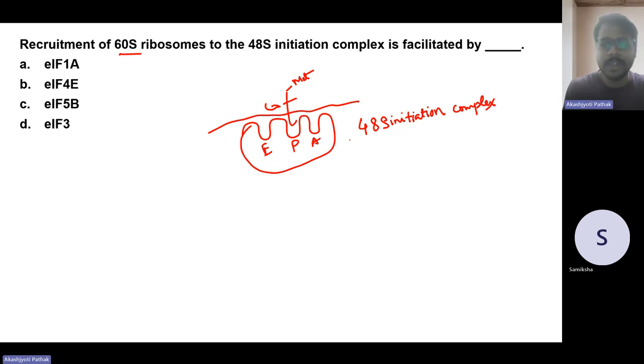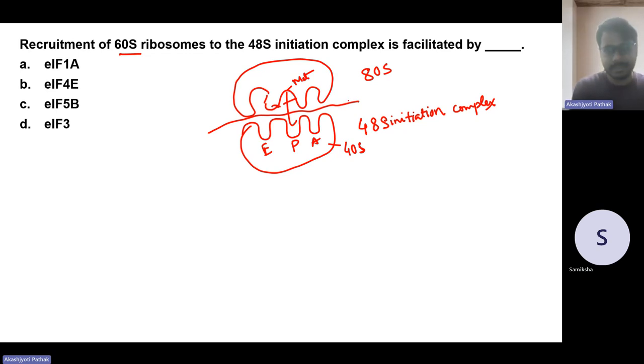So this is your 40S subunit. The mRNA has been recognized by this small subunit of the ribosome, and the initiator tRNA is also attached. The next step is recruitment of the 60S ribosome. That recruitment is done by which initiation factor? It is eIF5B. So now you have this entire 80S ribosomal complex. Once this entire complex is formed, then elongation can start.